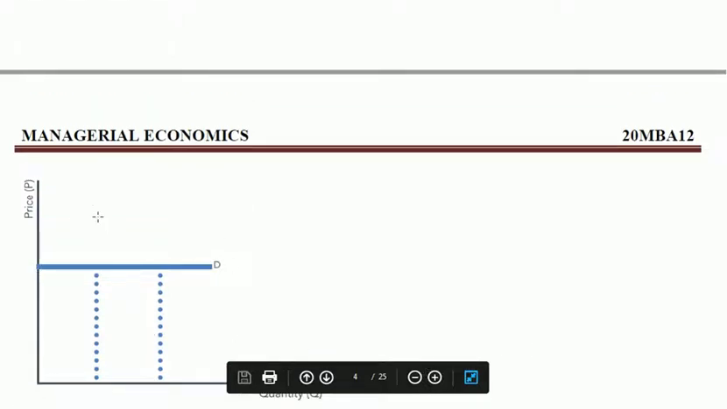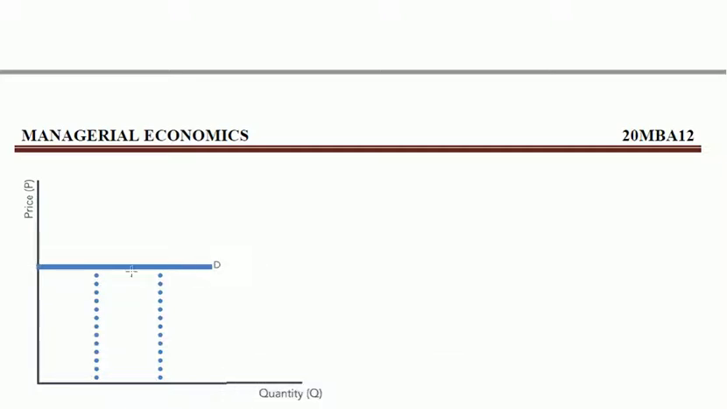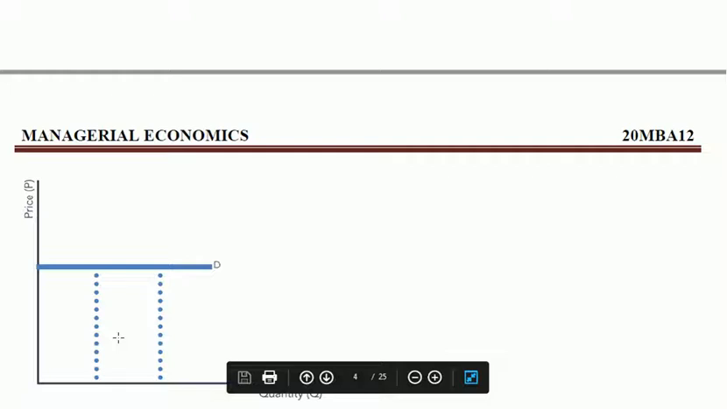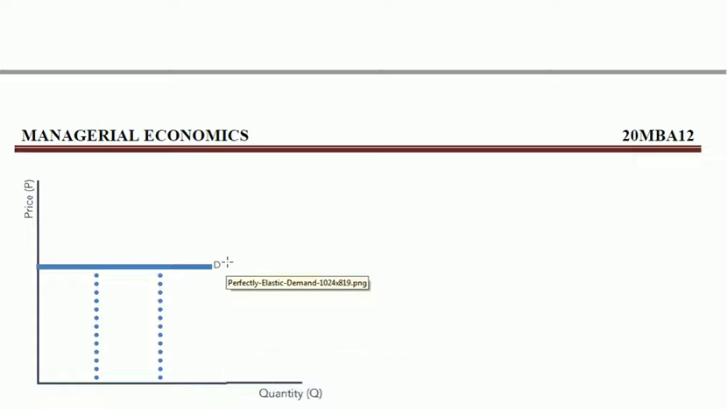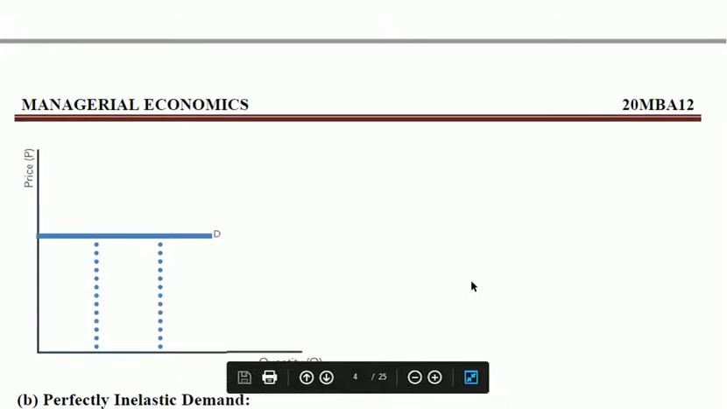This is the price axis, this is the quantity axis. A very small change in the price will cause a huge change in the demand. This is represented by a horizontal line. Infinite elasticity is represented by this graph.